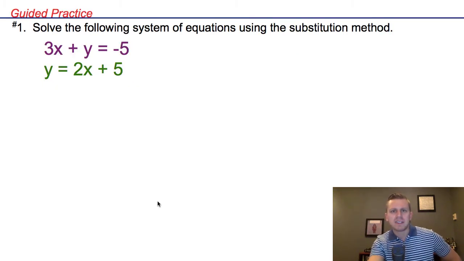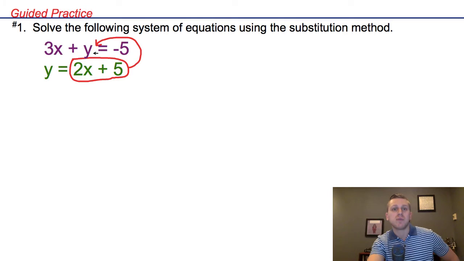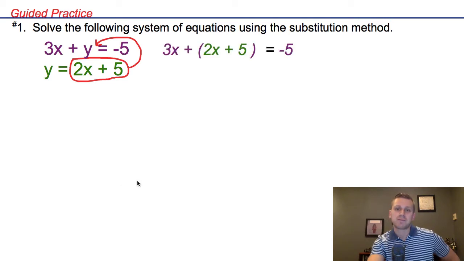I want to solve this system using the substitution method. Step 1 says solve one of these two equations in terms of y. Well, if you look, the second equation, the green one, is already y equals, so that's done for us. So in step 2, I can take what y equals, 2x plus 5, and I can plug it into the other equation for y. So when I rewrite that purple equation, instead of saying 3x plus y, it will say 3x plus 2x plus 5 equals negative 5.